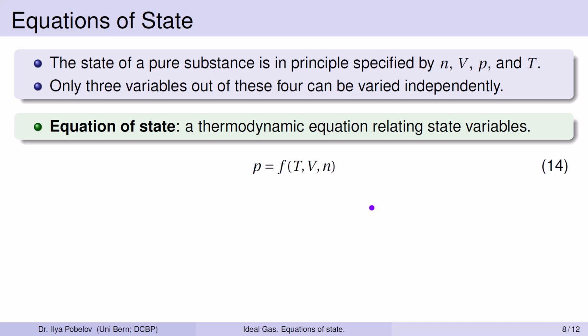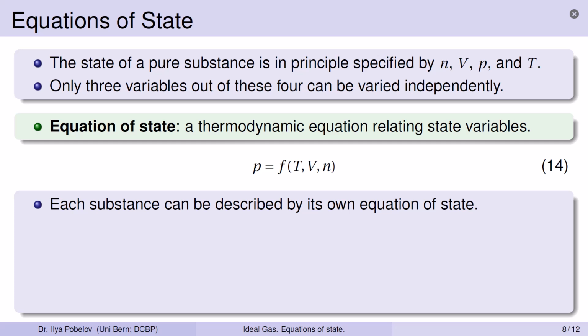For most substances, the general form of the equation of state can be expressed as P being a function of T, V, and N. This means that if we know the temperature, volume, and the number of moles of a substance, the pressure is determined. Note that we can in fact choose any three variables as independent ones and consider the remaining variable as a dependent one. Each substance, based on its inherent properties, can be described by its own equation of state, although the explicit form of the equation is known in only a few special cases.